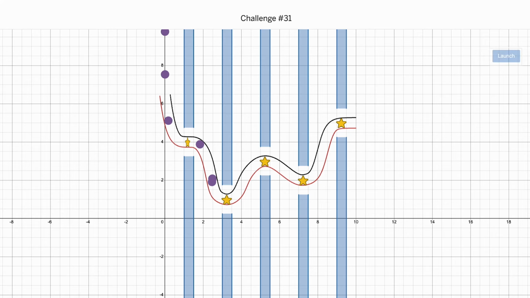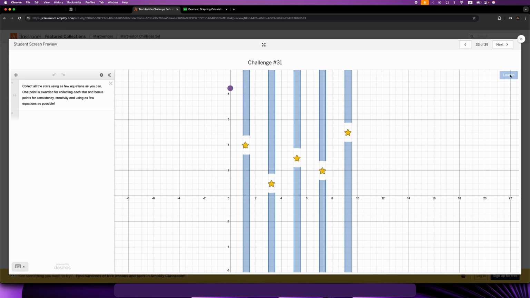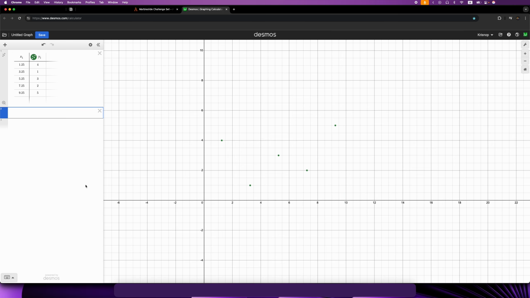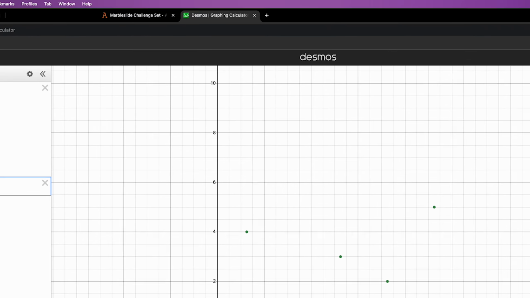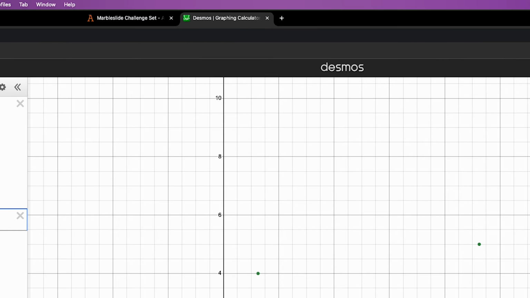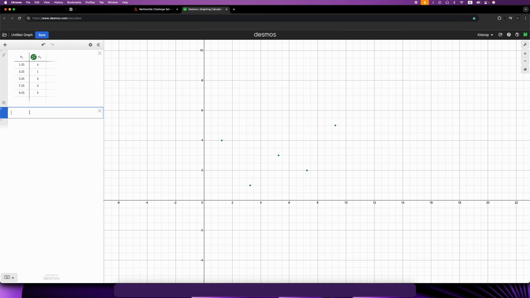Today, I am going to solve the Marbleslides Challenge Set number 31. First, I will observe how the marbles drop. To begin, I open a new Desmos tab, since it provides a larger and scalable coordinate plane.